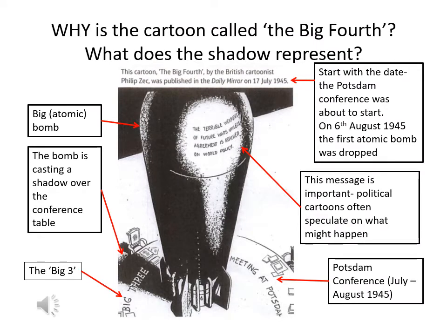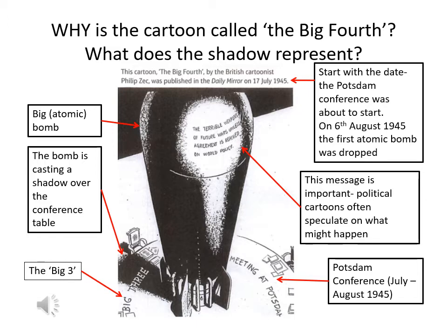This cartoon is called The Big Fourth, and political cartoons are really important to us in the study of history. They're always topical and focused on a key issue of the day. So as I've said, this cartoon was called The Big Fourth by the British cartoonist Philip Zec, published on the 17th of July 1945, and that's a good starting point for us, the date, on the eve of the Potsdam Conference, and a matter of 2-3 weeks before the first atomic bomb was dropped on the 6th of August 1945.